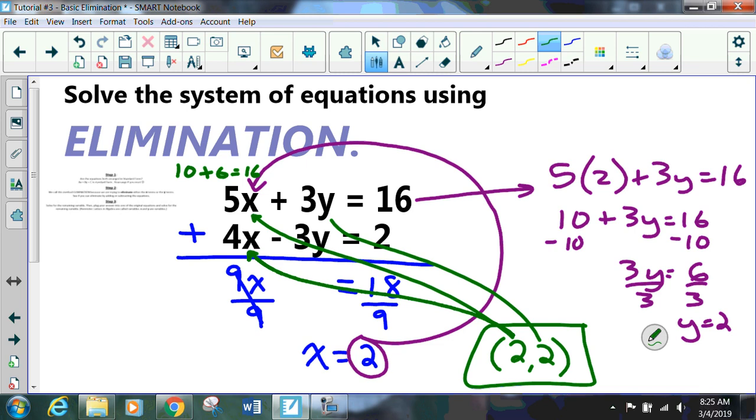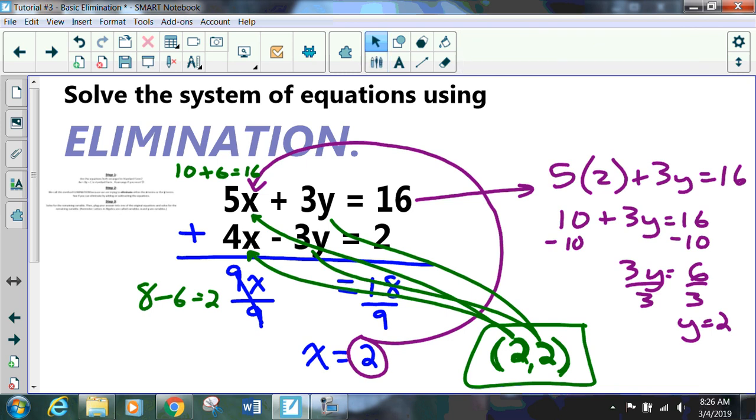Plug in a 2 for x. That gives me an 8. Plug in a 2 for y. That gives me negative 3 times 2, which is negative 6. That gives me a 2. So this answer, 2, 2, works for both equations, and that's what makes it the answer to our system of equations. All right, so this is just a technique, right?